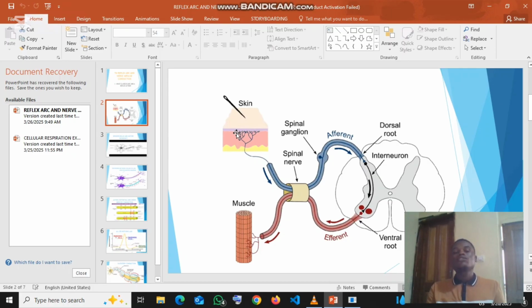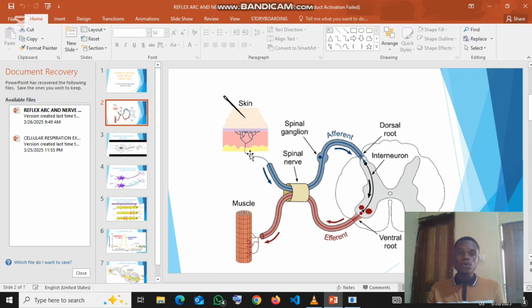Now, at the level of the skin, you have the sensory neuron. You pick up the heat, then the heat, which is the stimulus, will generate an action potential, which is the nerve impulse that will be conducted through the sensory neuron at the level of the skin. Normally, sensory neurons are found at sense organs. On the skin, we have the sensory receptors. Even in the eyes, we have sensory neurons. All the sense organs will have sensory neurons.